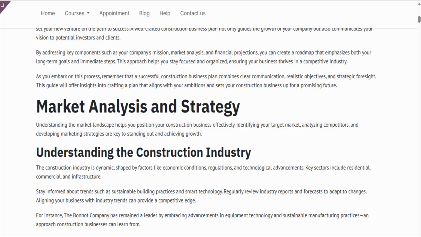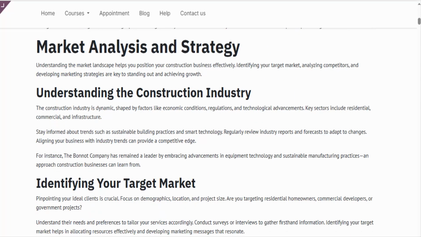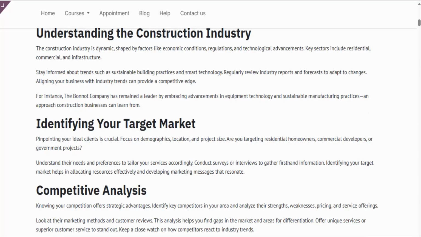Market analysis and strategy. Understanding the market landscape helps you position your construction business effectively. Identifying your target market, analyzing competitors, and developing marketing strategies are key to standing out and achieving growth. Understanding the construction industry. The construction industry is dynamic, shaped by factors like economic conditions, regulations, and technological advancements.